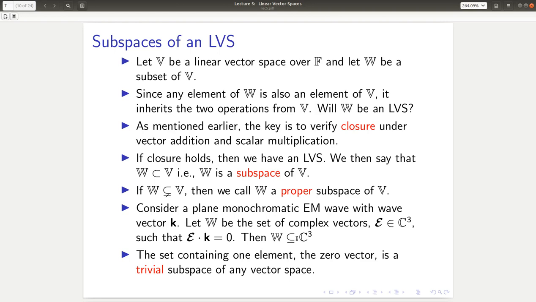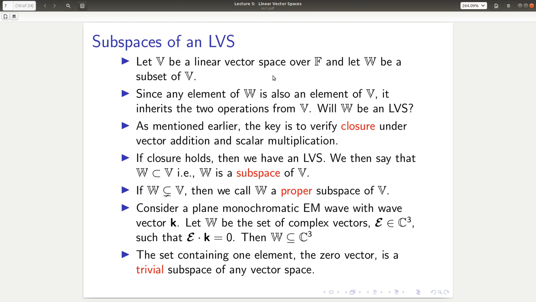Now that we have a definition of a linear vector space, we have two examples, Rn and Cn, and with these in mind, we can go ahead and ask for additional things. An important idea is the idea of a subspace. If you're given a set, you can think of a subset. Here we are just saying let V be a linear vector space over F, and let W be a subset of V.